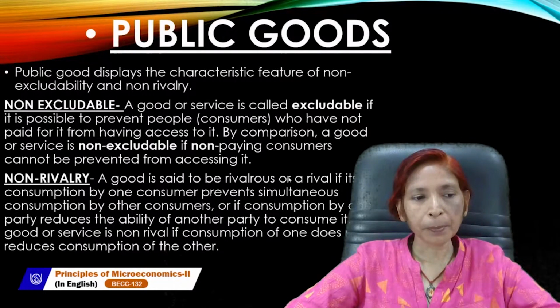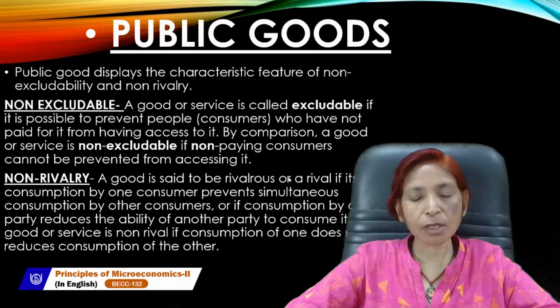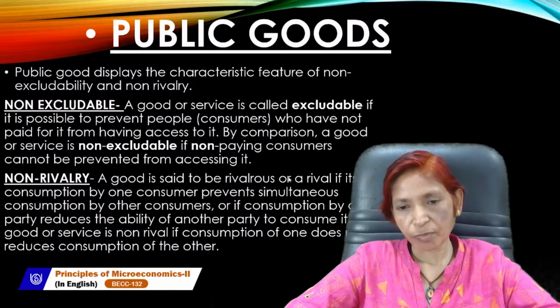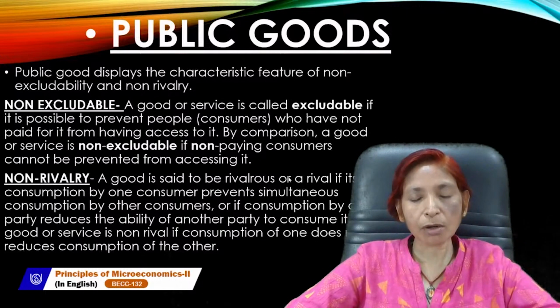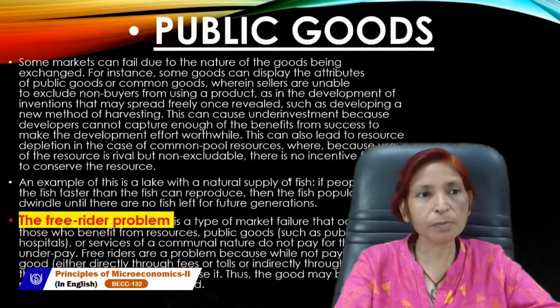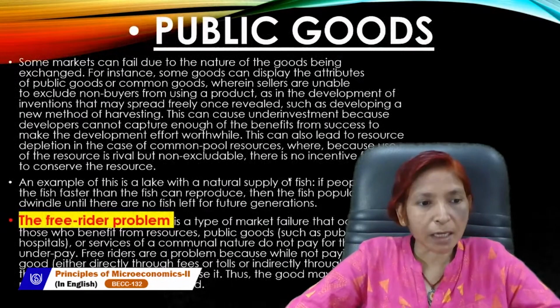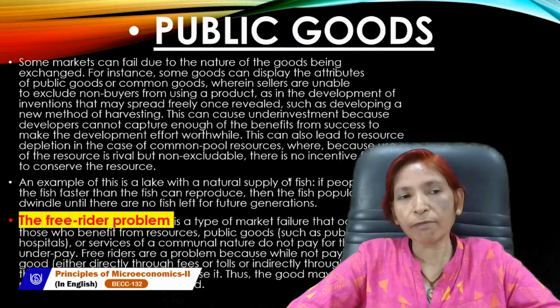So you have to remember this thing. Rivalrous goods are those goods in which consumption by one person reduces the ability of the other person to consume. But a non-rivalrous good is one in which consumption by one person does not reduce consumption by the other. Next is public goods. We can explain with the help of some examples. Some markets can fail due to the nature of public goods.